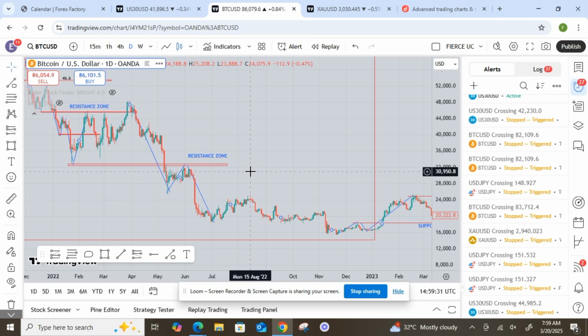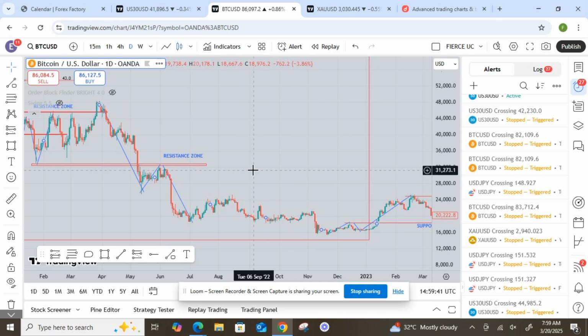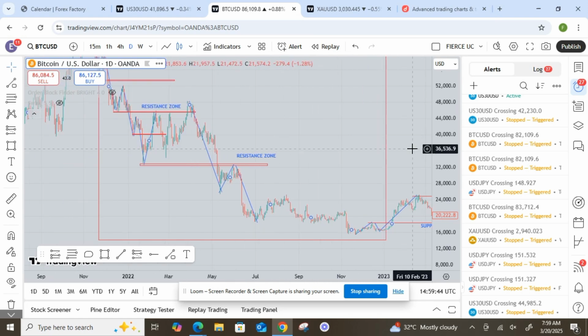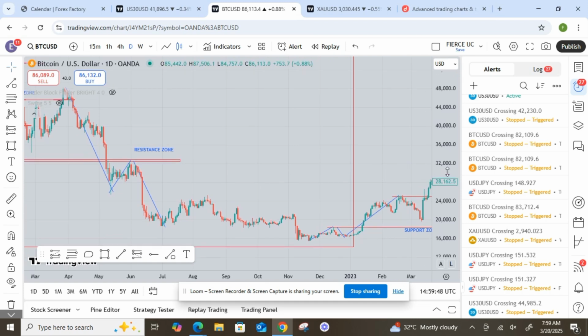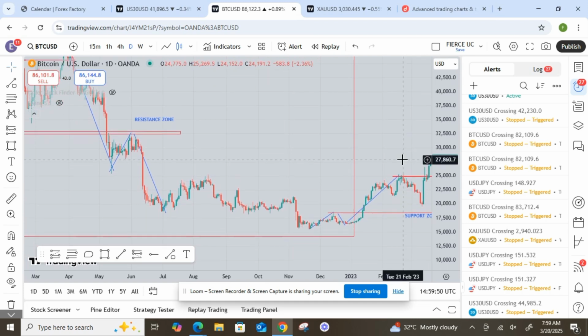This one should be here now. Where is the next resistance zone? First, bring it back. It's simple now. See here. This place here.